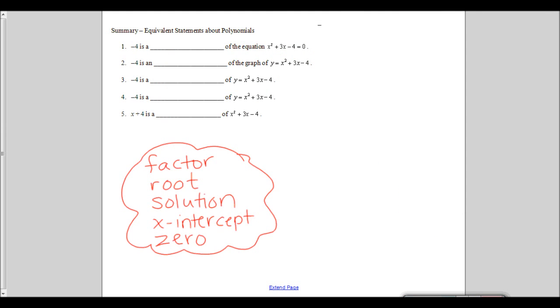Okay, at the very end here we had a summary. It says equivalent statements about polynomials. You've got 5 questions where we need to fill in the blank. I'm giving you the words factor, root, solution, x-intercept, and 0. And I want you to go through and figure out which answer goes in which blank. You can pause the video while you choose and write them down.